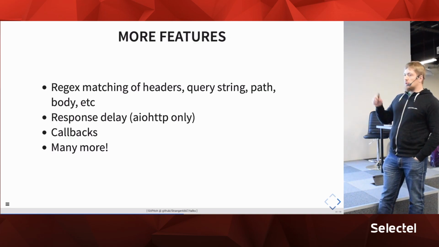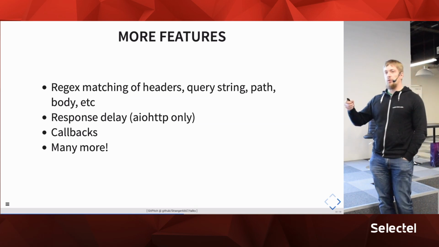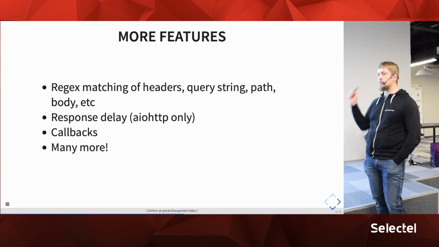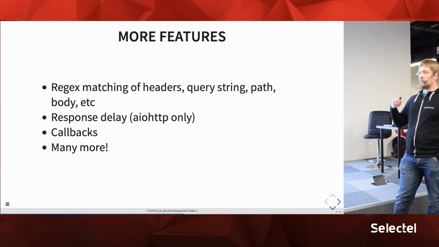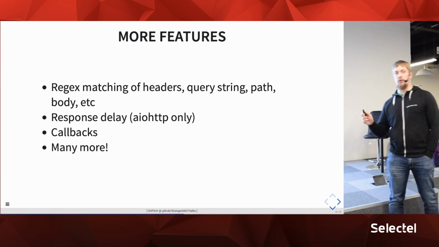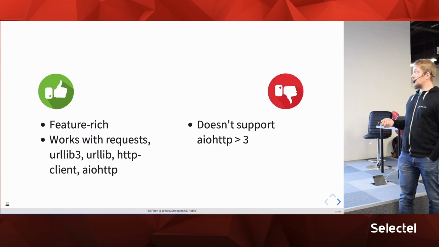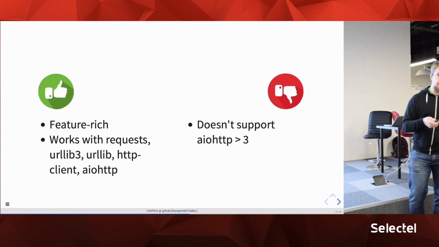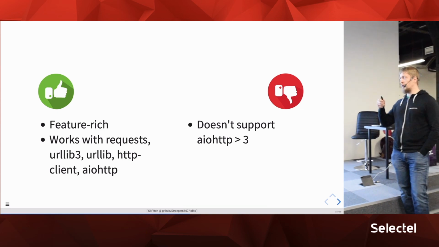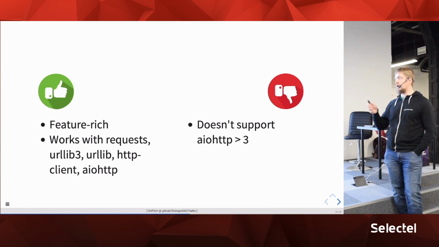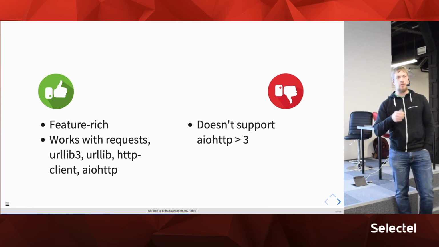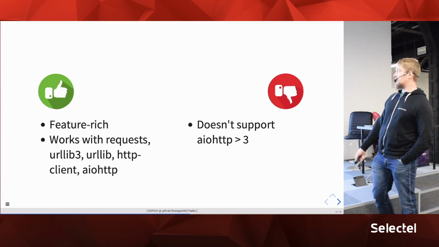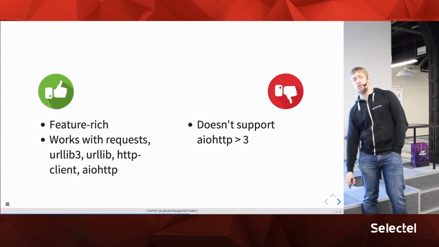So it has a lot of features, like you could match your headers or body with some regexps, or you could emulate some response delays even. You could specify callbacks, and many more features are available there. So it works with a lot of different HTTP clients, like the standard library, urllib, http.client, aiohttp. It works fine with requests, urllib3, but unfortunately it does not support the recent aiohttp version.